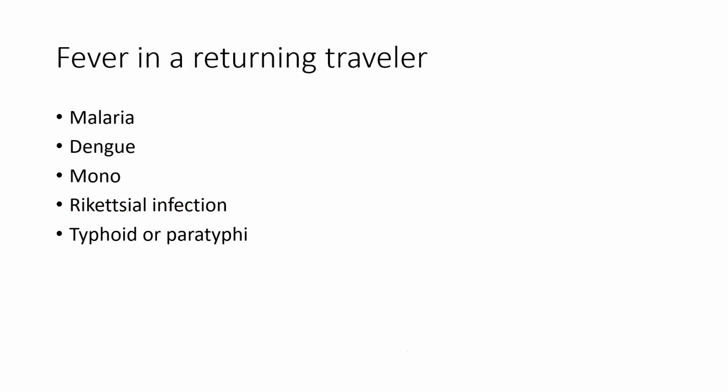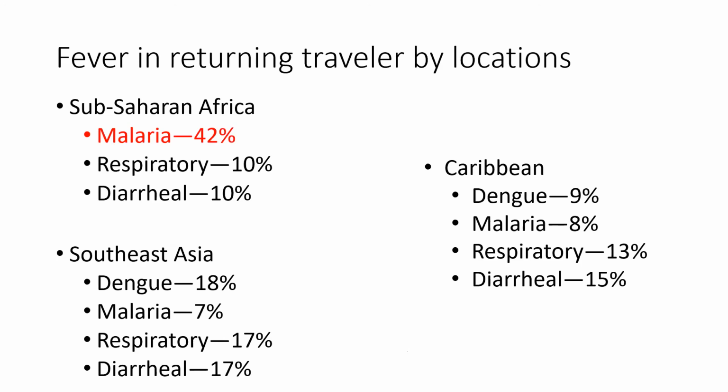So talking just for a moment about fever in a return traveler, which is what we'll conclude with, the main things to consider are malaria, dengue, mono, rickettsial infection, and typhoid or paratyphi, although the list of infections is much more extensive. But these are ones to definitely have at the top of your internal list. In sub-Saharan Africa, malaria far outstrips any other causes of fever in returning travelers. In Southeast Asia, dengue at 18% is the most common, closely followed by diarrheal causes at 17%. And in the Caribbean, diarrheal causes are the most common at 15%, with respiratory at 13%.